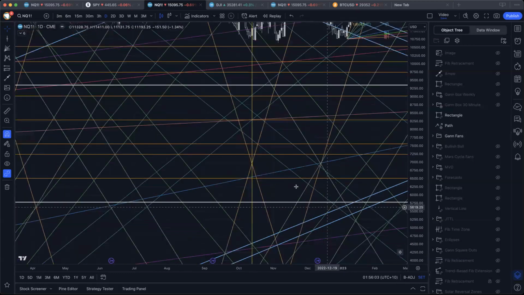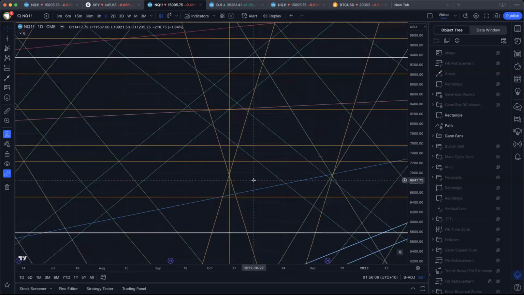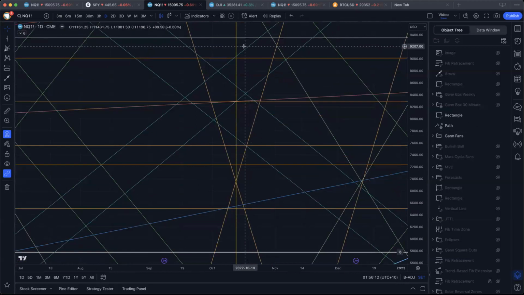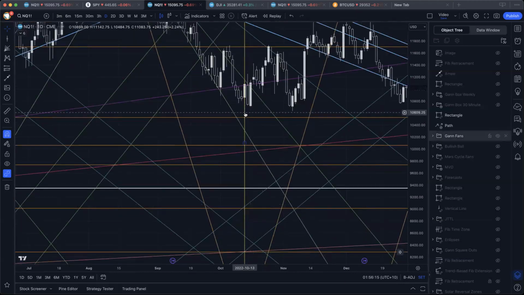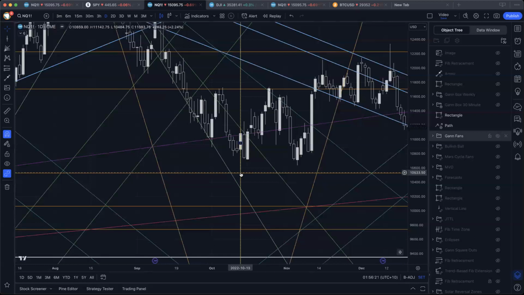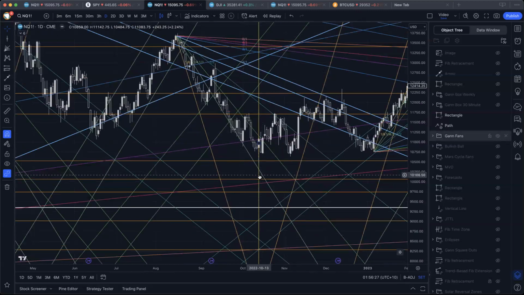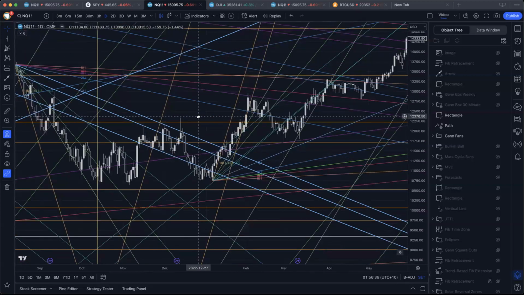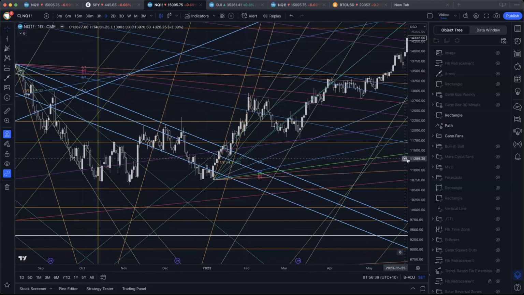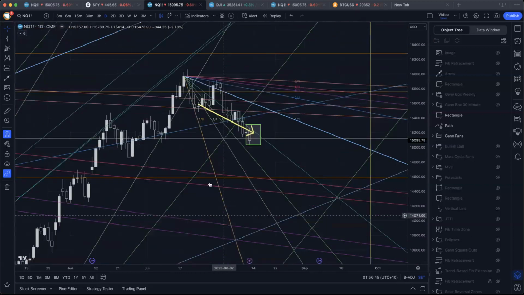So what's this yellow line? The yellow line is where the 8x1s cross, okay? And that happened on October 13th, 2022, and that also identified the low of the 2022 bear market to the day, okay? Right to the tick. So this is another Gann fan technique. There are many, but this is a great technique. And I'm going to be using it a little bit more in my videos because of its success there in identifying that major low.